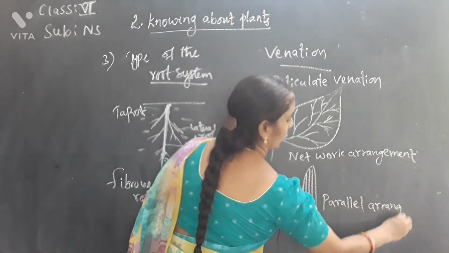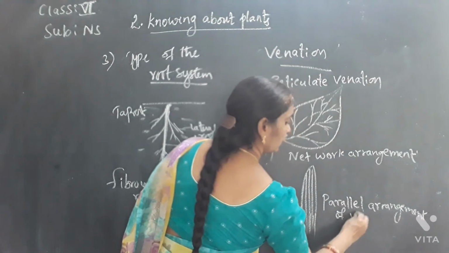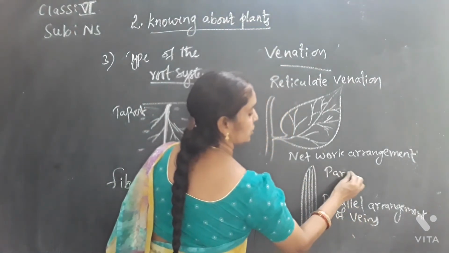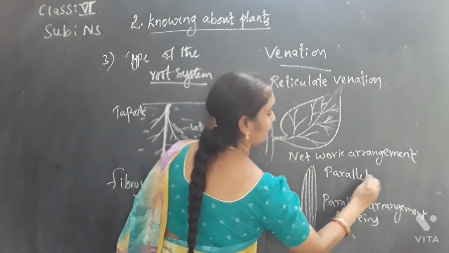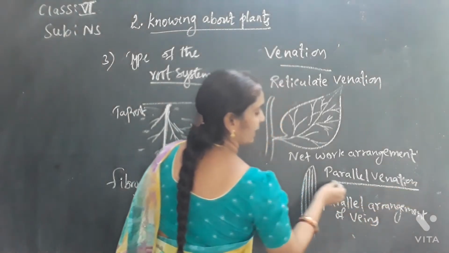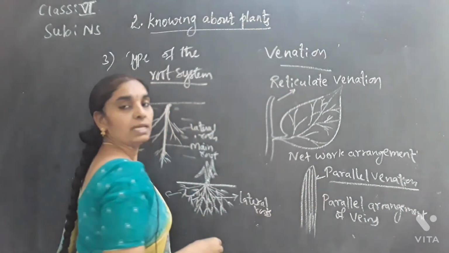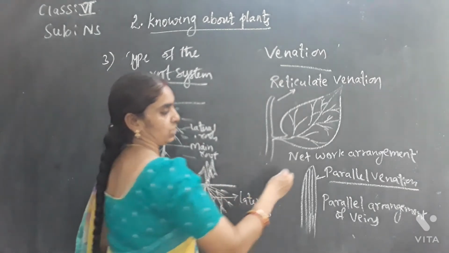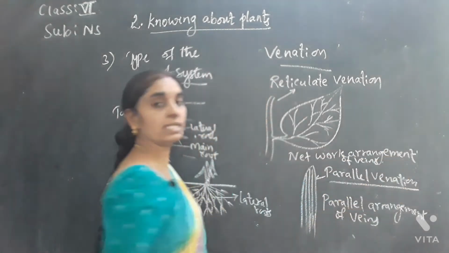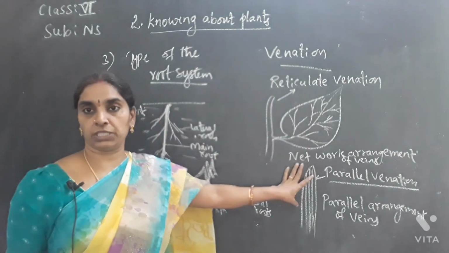Parallel arrangement of veins is seen in parallel venation. So what is the type of venation? It is called parallel venation. This is parallel venation. This is reticulate venation. Hope you have understood the relation between the root system and the venation.